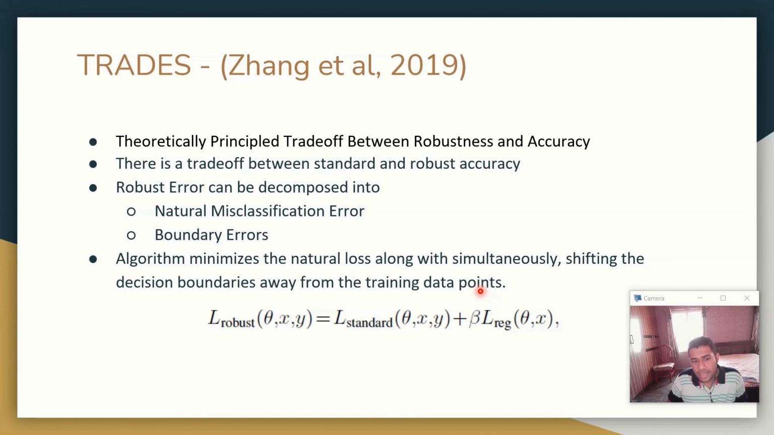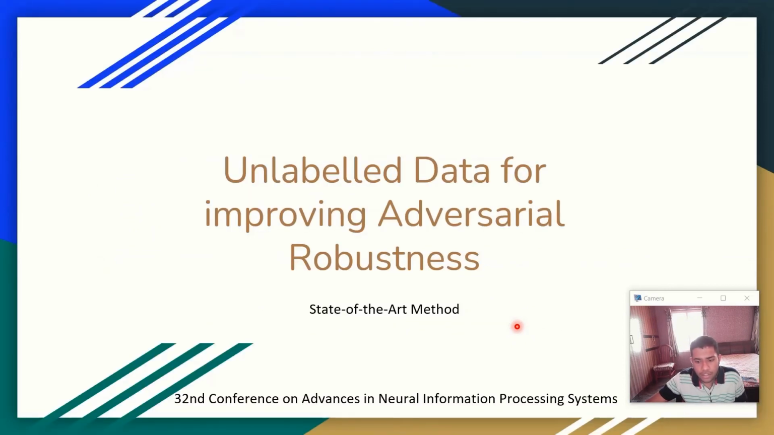So robust error can in general be decomposed into natural misclassification error and boundary errors. So the algorithm minimizes the natural loss along with simultaneously shifting the decision boundaries away from the training data points, which is what regularization generally does. So this L robust is an addition of L standard and L regularization, where beta is the term which controls the amount of the regularization loss which we use. So this is the main concept of TRADES.